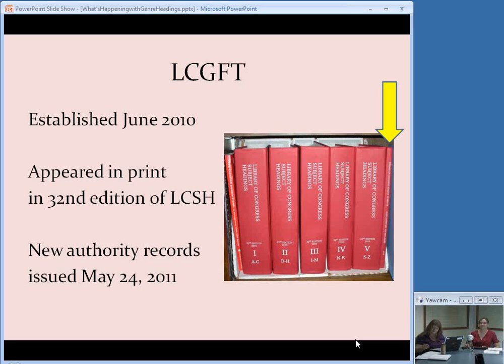But the biggest recent change was that new authority records were officially issued for these terms on May 24th of this year. Up to this point, these terms existed, but they were still considered to be the same thing as subject headings. Their authority records had subject heading control numbers on them. Even though you could search genre separately in OCLC Connexion, they were still in a lot of ways treated the same as subject headings.